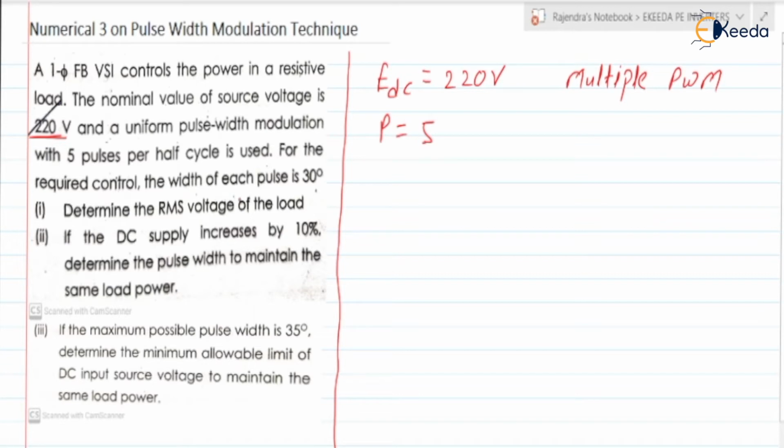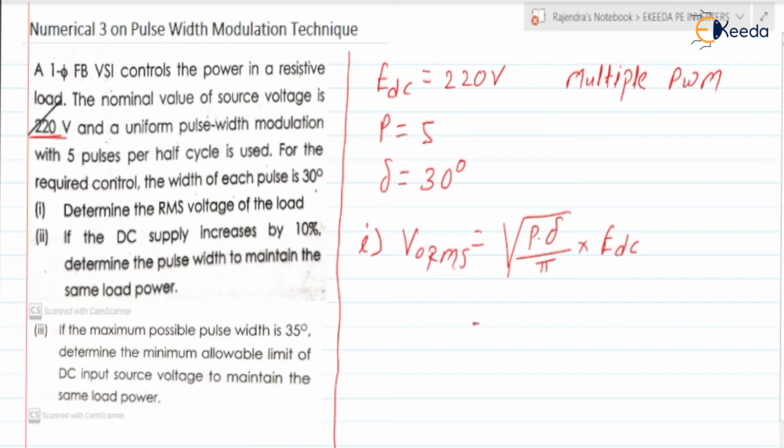For required control, the width of each pulse is 30 degree. So delta is equal to 30 degree. First, determine the RMS voltage of the load. So in the first bit we need to find the RMS voltage of the load. We can write V0 RMS is equal to, we have an expression, under root P into delta divided by pi, into EDC.